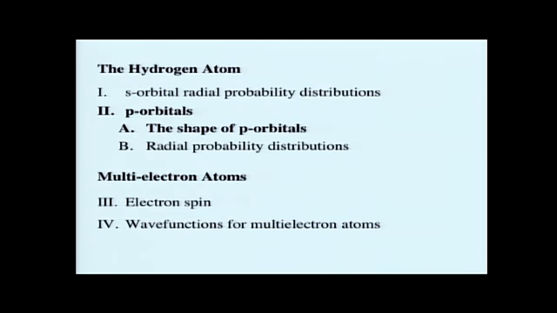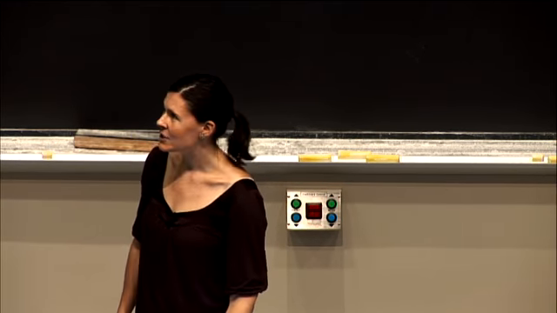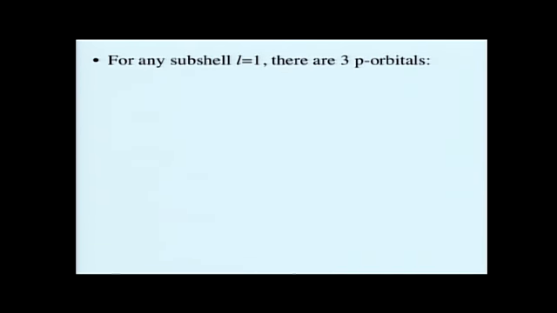And so now we can move on to thinking about p-orbitals. We now have two ways to talk about p-orbitals. We can talk about the wave function squared, the probability density, or we can talk about the radial probability distribution. When we talk about p-orbitals, it's similar to talking about s-orbitals, and the difference lies in that now we have a different value for L.